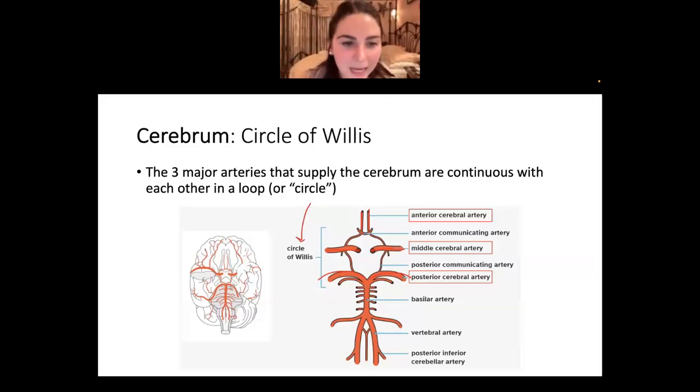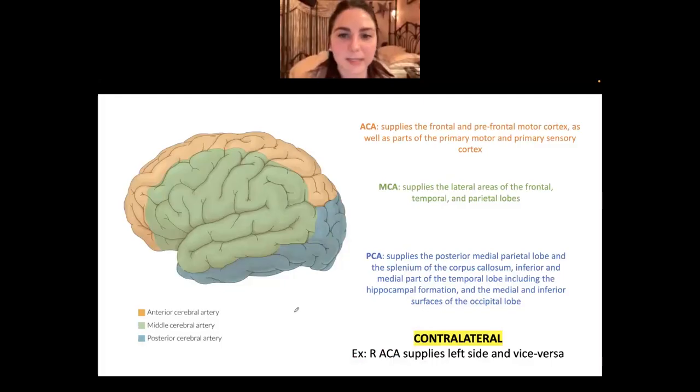But again, like I showed you, people tend to get this confused because they ask, is this the circle down here? And I'm like, no, the circle's really tiny. It's right up here, and it just supplies the cerebrum. These other arteries are going to be very important for brainstem strokes and stuff like that. But I have another picture to show you later.